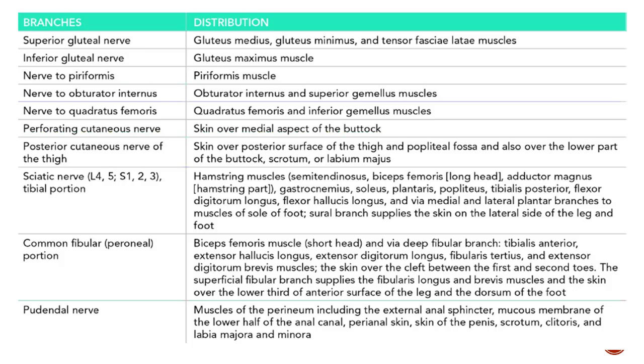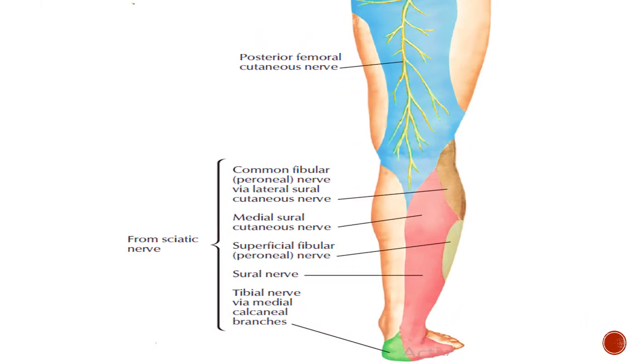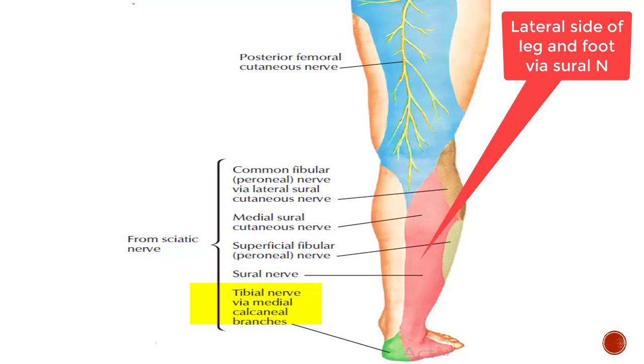Important to remember is that this nerve not only supplies these muscles which are mentioned over here, but it also supplies the skin. Its tibial part supplies the skin on the lateral side of the leg and foot via the sural branch, and its common peroneal part supplies the skin over the lower part of the anterior surface of the leg and dorsum of the foot.